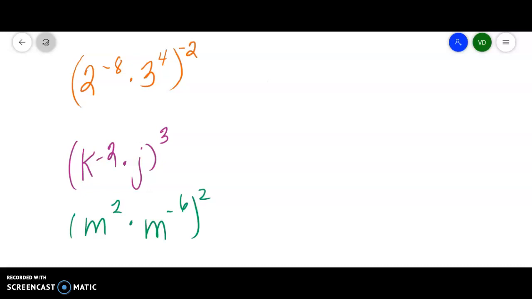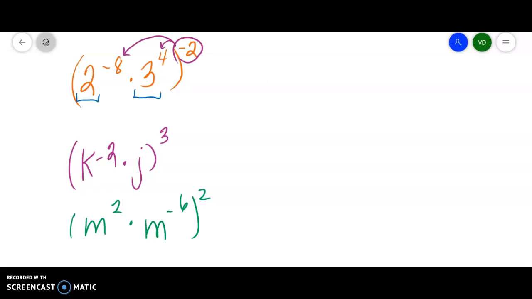So for instance, on this first example, if we have parentheses, that means we have to simplify what is on the inside first. But that's if we can. And I say if we can because if you have a base of 2 and a base of 3, those numbers are not the same, so we cannot combine those two. So now we'd have to move to our power to power. So I'd have to take my -2 and multiply it by -8, and -2 multiplied by 4.